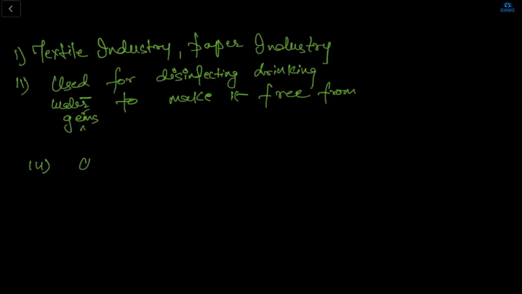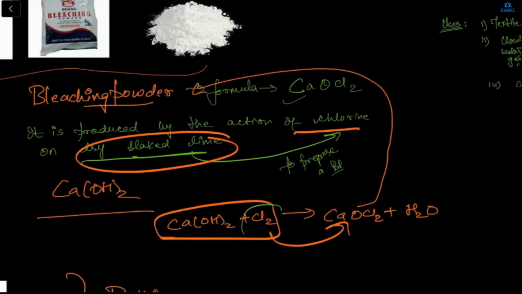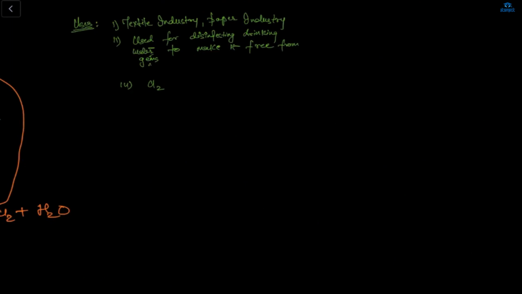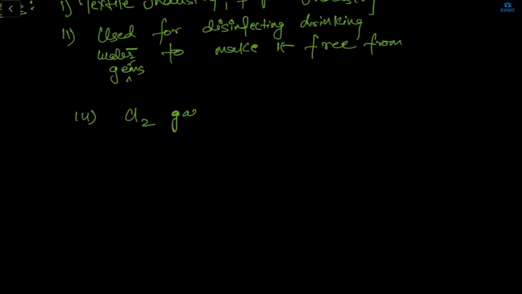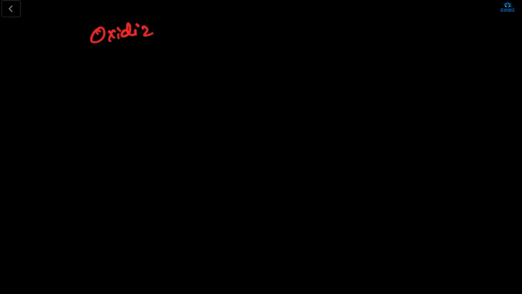Here Cl2, chlorine gas. If I am combining the slaked lime with chlorine gas, my chlorine gas is a very good oxidizing agent. Chlorine gas is a very good oxidizing agent. Now, do you know what is oxidizing agent and reducing agent? Any idea about it? So, what is oxidizing agent?